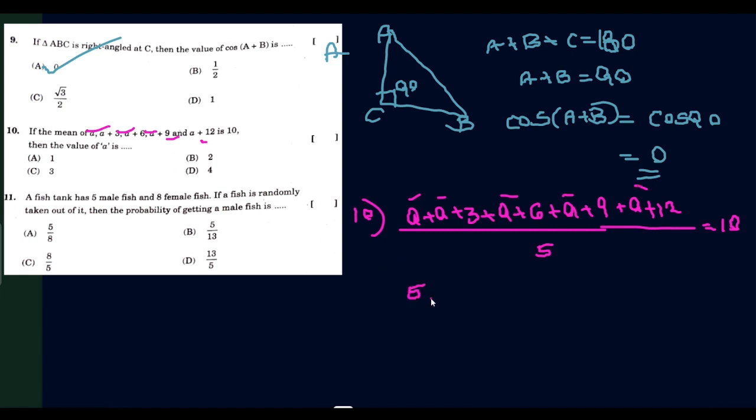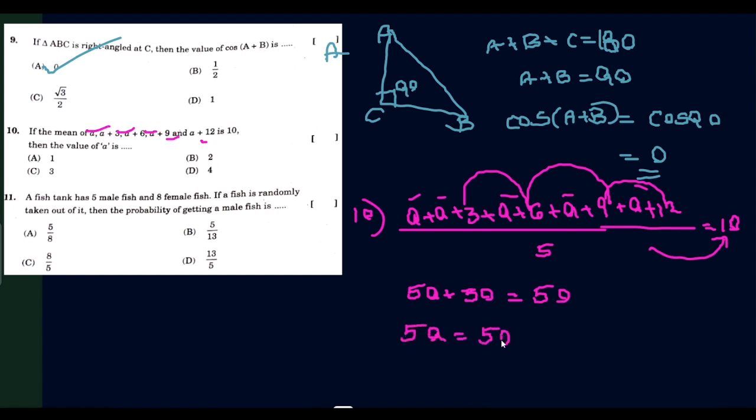So 5A + 3 + 6 + 9 + 12. 3 plus 6 is 9, 9 plus 9 is 18, 18 plus 12 is nothing but 30, and that is equal to 5 into 10, which is 50. So 5A is equal to 50 minus 30, that is 5A equals 20. Then A is equal to 4. Right? So option D is the answer. Okay.